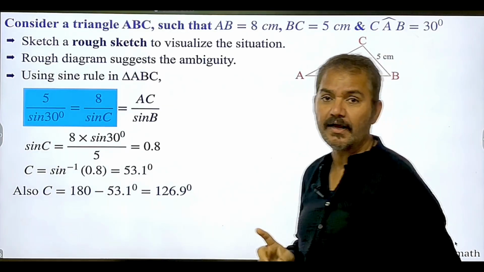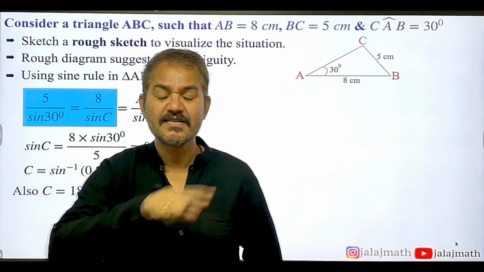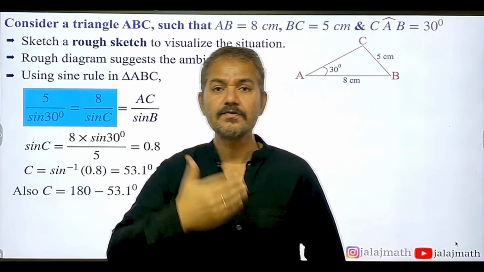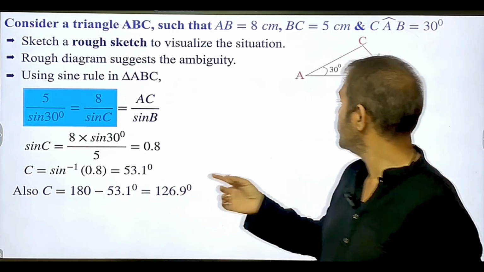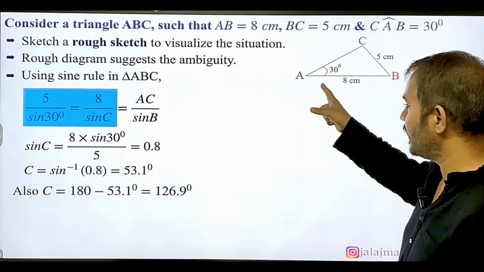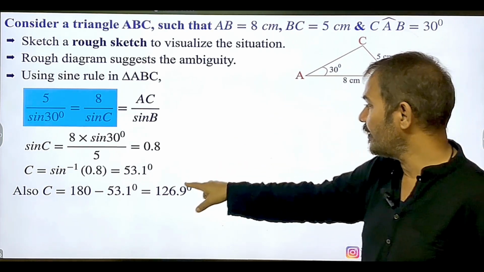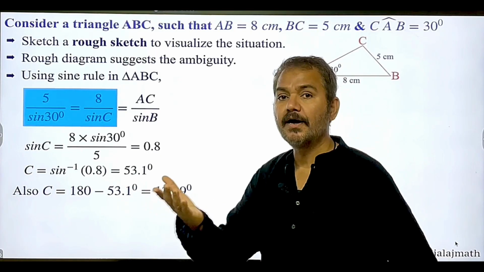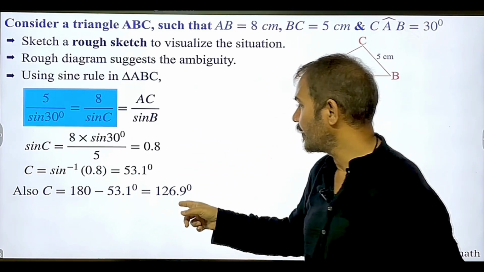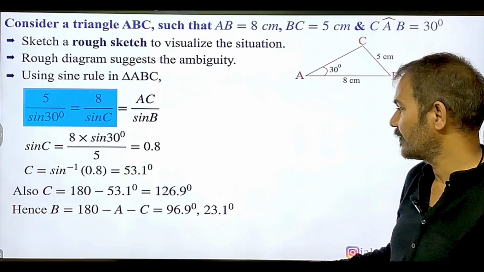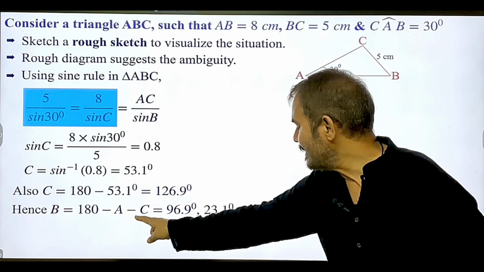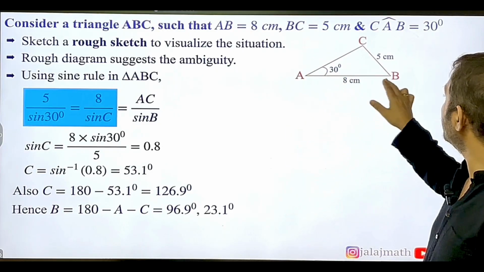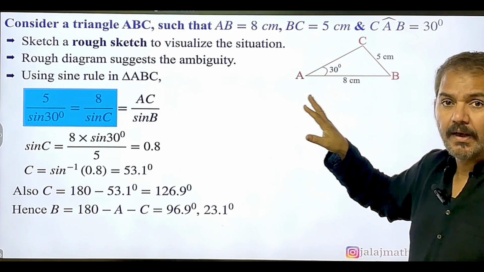So how can we find angle B? The sum of angles in a triangle is 180 degrees. So B will be 180 minus the sum of the other two, so it will be 180 minus angle A minus angle C. Angle A is 30 but C has two values. When you use the first value, you get one answer, and when you use the other value, you get another answer. So you will have two values of B, and we have found all three angles.